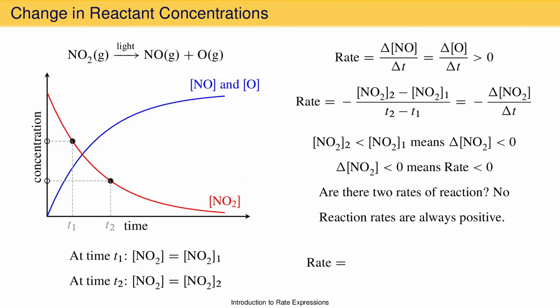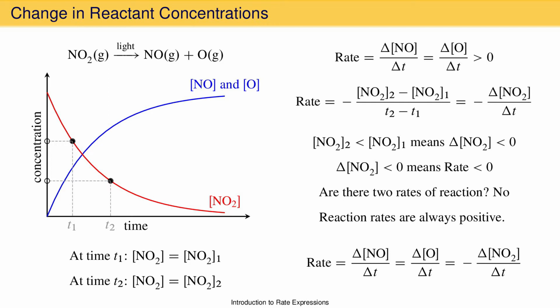The expression for rate of reaction now becomes delta NO concentration over delta T equals delta oxygen atom concentration over delta T equals negative delta NO2 concentration over delta T. These quantities separated by equal signs all have the same value. We always have to remember that a negative sign must be placed in front of the terms that use changes in reactant concentrations because reactant concentrations decrease as time increases.